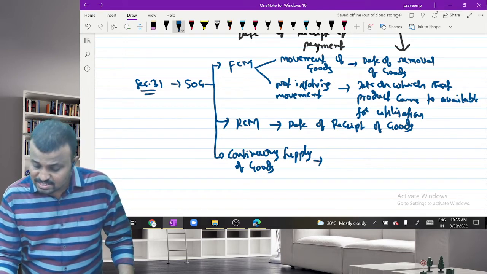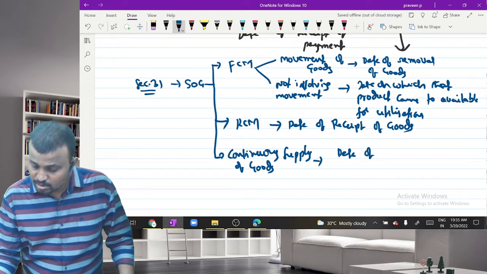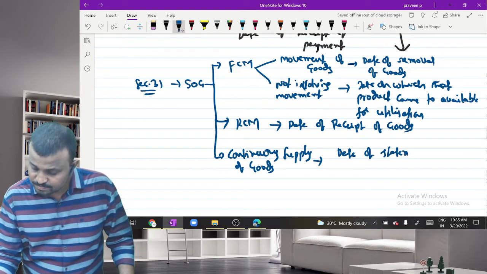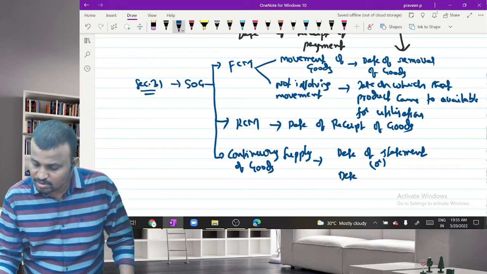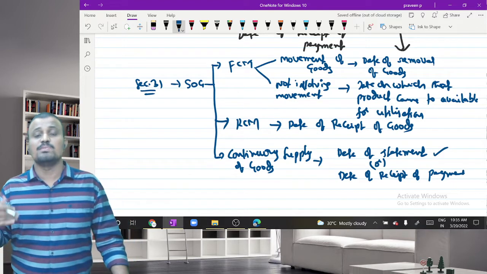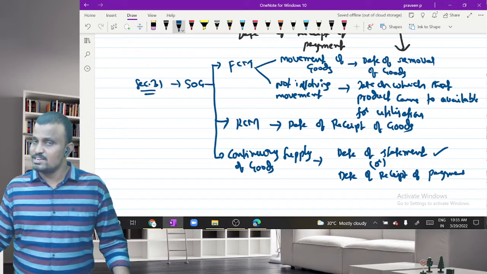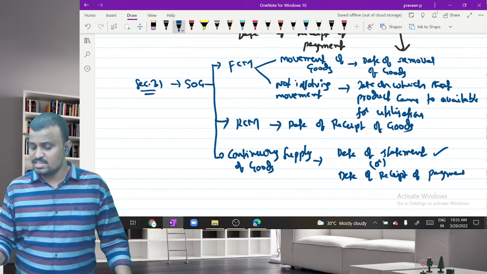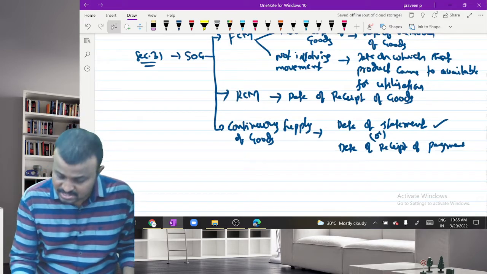The last date is either on or before the date of statement issued by the supplier, or date of receipt of payment. If the statements are issued by the party regularly, then date of statement is said to be the last date for raising the invoice. If there is no statement, then date of receipt of payment is considered.